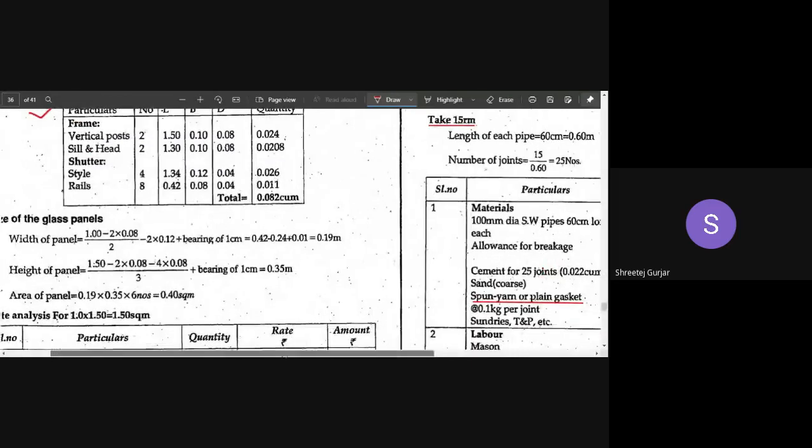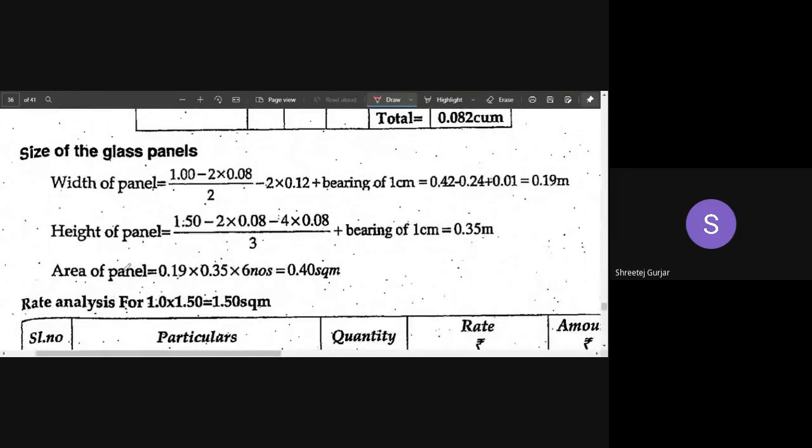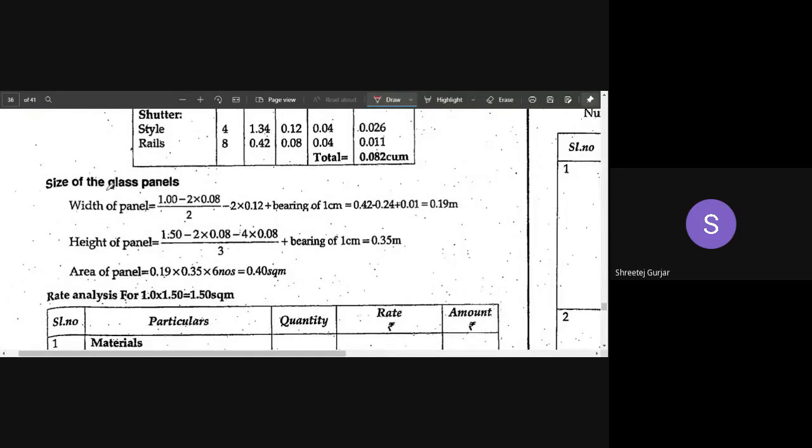Similarly, for the quantity of the glass. Okay, so the width of the panel, height of the panel, and the total area of the panel that is required, total glass area of panels that is required. So multiplying by the number of panels, right? In the end, 6 number of panels are there. So the total glass quantity that is required is 0.4 square meters. Okay, glass quantity, we have to keep it in square meters.